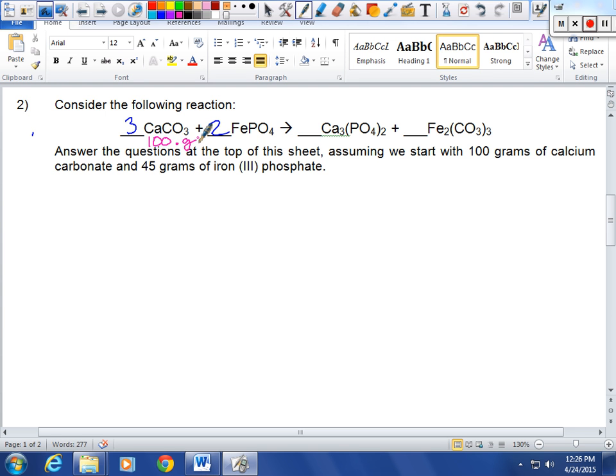And then 45 grams of iron 3 phosphate. What's iron 3 phosphate up here? The second one, very good. So making sure that you understand that is very important. So we've got 45 grams of this. Now, you guys get to have some say on this one.